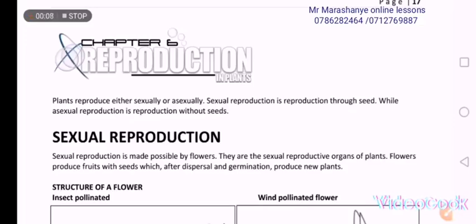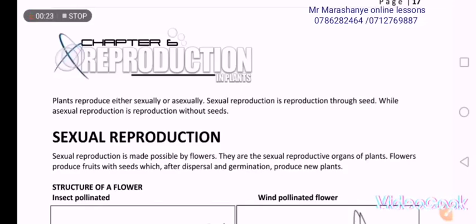Okay, today we are going to talk about reproduction in plants. Previously we talked about research work, and we talked about reproduction in humans. But today we are going to talk about reproduction in plants.